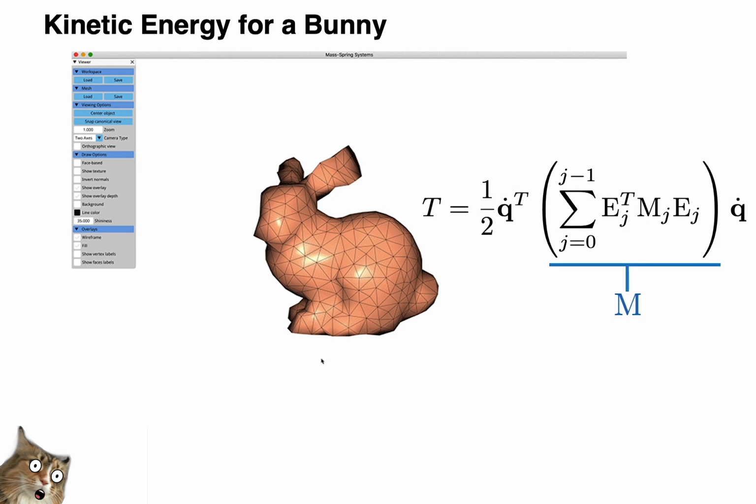Again, because q dot is not indexed by j, we can take it outside of the sum over the tetrahedra. What remains inside the brackets is the full bunny mass matrix. From the previous video, we know that this element selection matrix sandwich means we need to assemble M in the same manner as we did the stiffness matrix in the previous lecture. This gives us a big but sparse 3n by 3n mass matrix, where n is the number of vertices in our mesh.